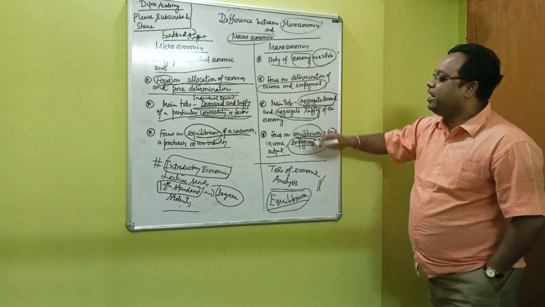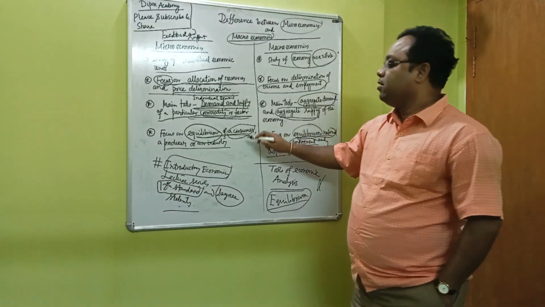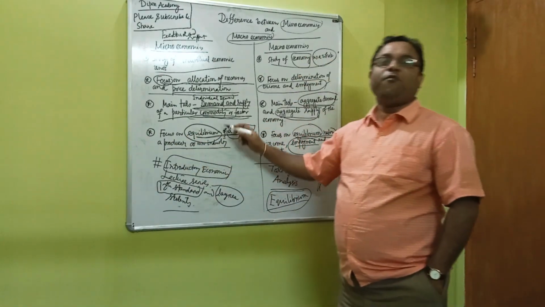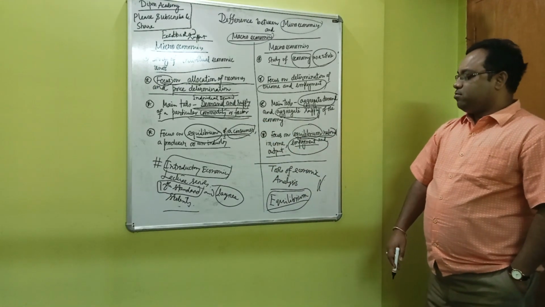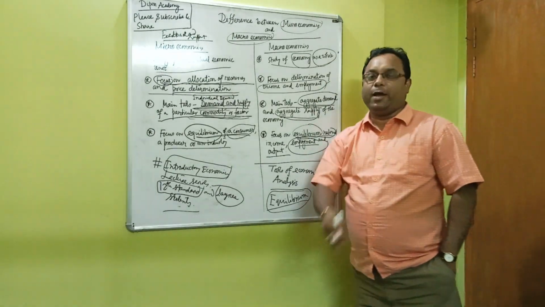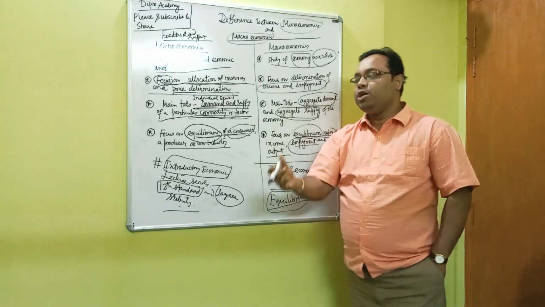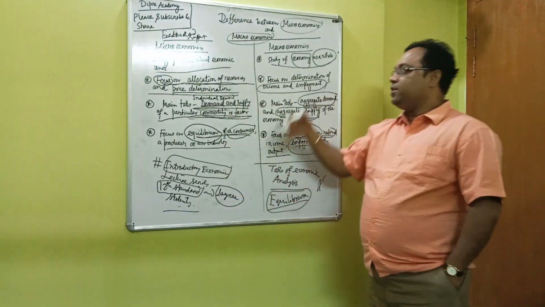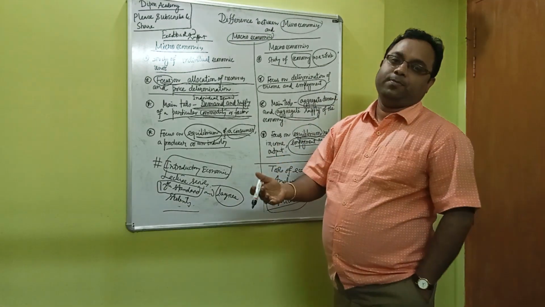In microeconomics it is the equilibrium of a consumer, of a producer, of a farm, of an industry, and so on. So this, in short, is the difference between microeconomics and macroeconomics: difference in tools, in approach, in topics, in focus, in area of coverage, and all these things.